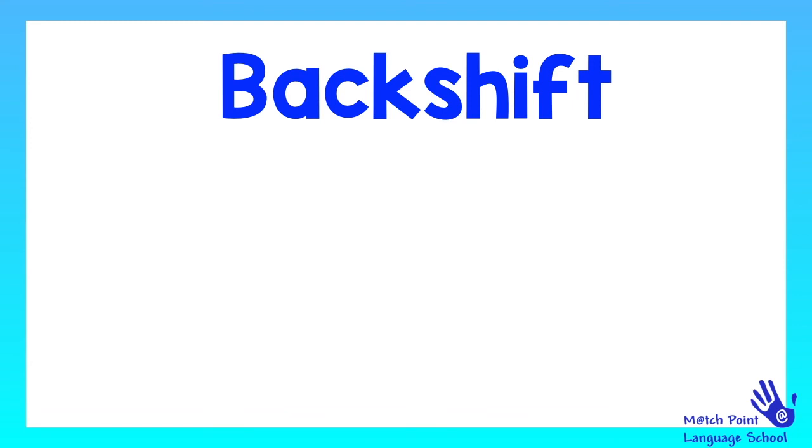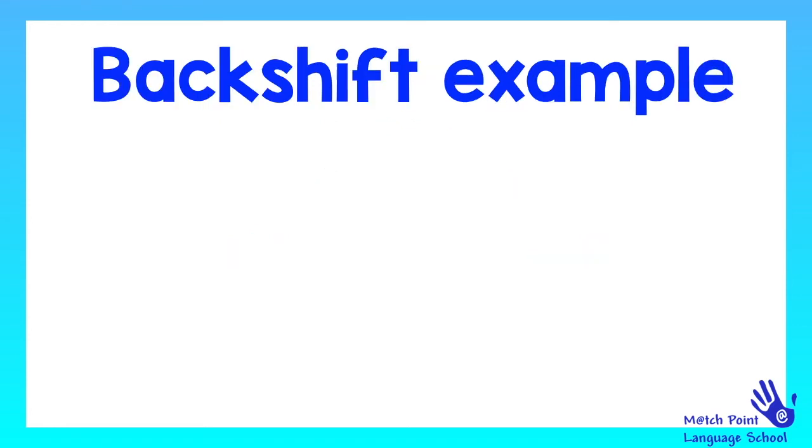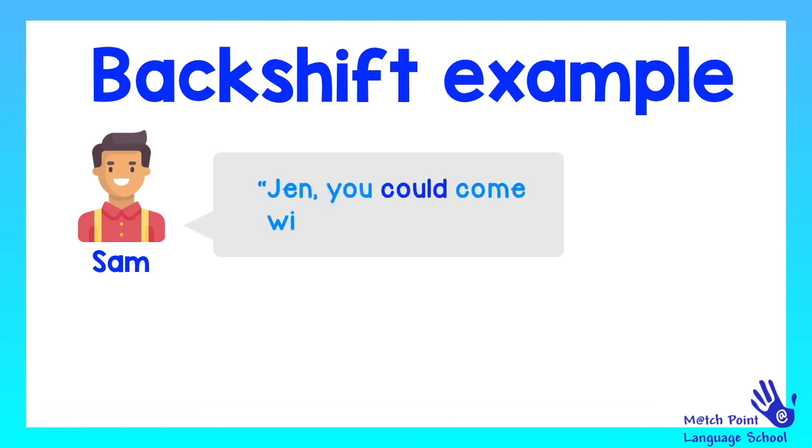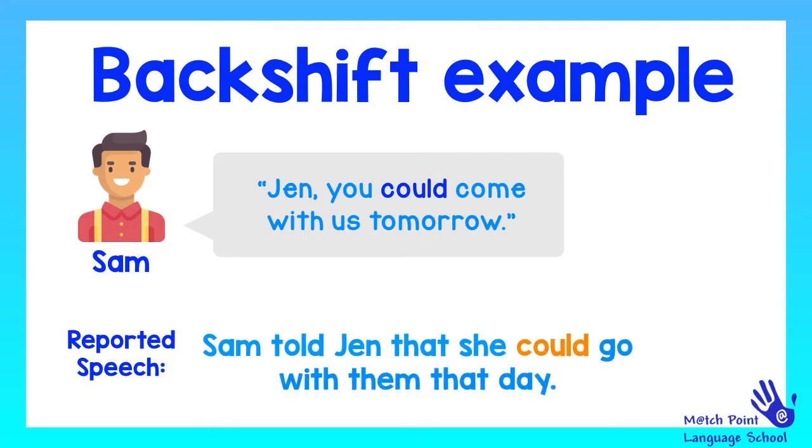Let's see another backshift. What happens if we use could? Well, there won't be any changes, okay? In our backshift, we still are going to use could. Let's see an example. So, Sam says, "Jen, you could come with us tomorrow." This sentence in the reported speech will be something like, Sam told Jen that she could go with them that day. All right.